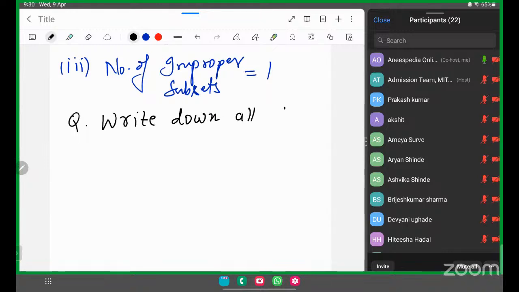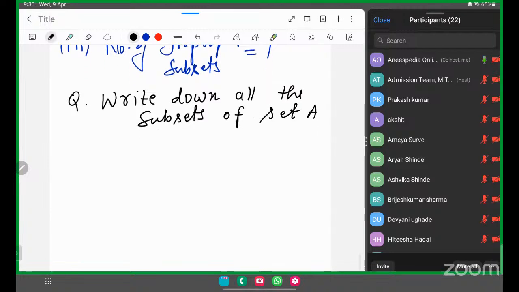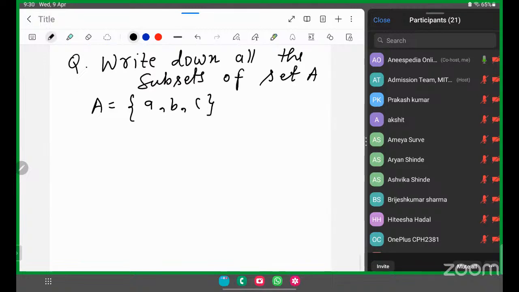Next is, write down all the subsets of set A, which is given by A comma B comma C. So the total subsets will be how much? The total subsets will be 2 raised to power 3, that is 8. And now we will write them.